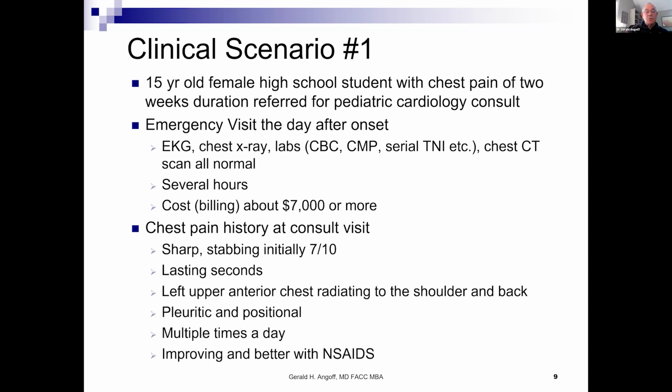The chest pain story, the history at the time of her consultation was helpful, and this will be a theme that I'll continue to develop through this talk. That history is primary. Sharp stabbing symptom initially, 7 out of 10 severity, lasting seconds. Left upper chest radiating to the shoulder and back. It was pleuritic and positional, occurring multiple times per day and improving with NSAIDs.